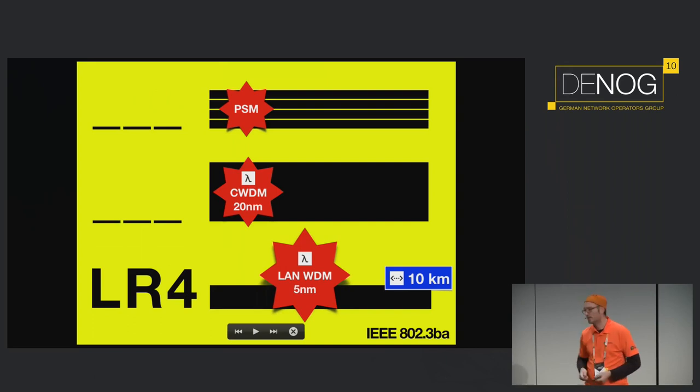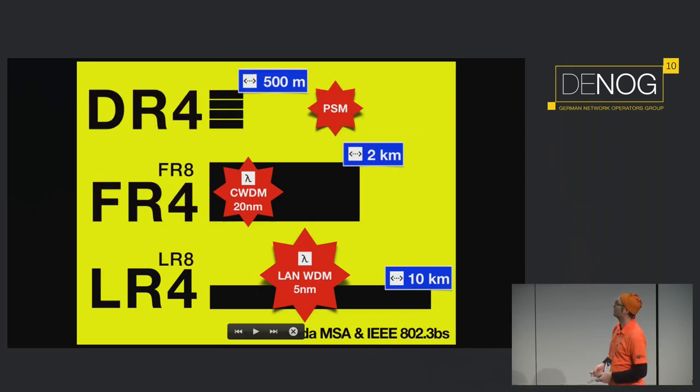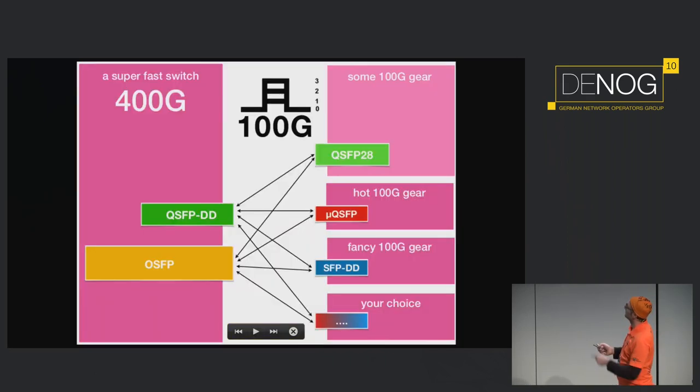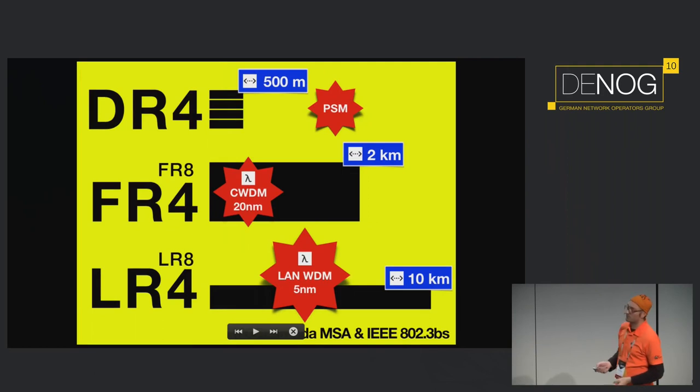Now, these lessons were learned for 400 gigabit, and the roadmap for 400 gigabit looks a little bit different. So for that breakout scenario, which is already there, we now have a standard. It's called DR4. So we have 4x100 gigabit, and that's basically, when I jump back to the slides, when I jump to that slide, that's basically the DR4 scenario. So you can run with DR4 the 4x100 gigabit on 4 dedicated lambdas.